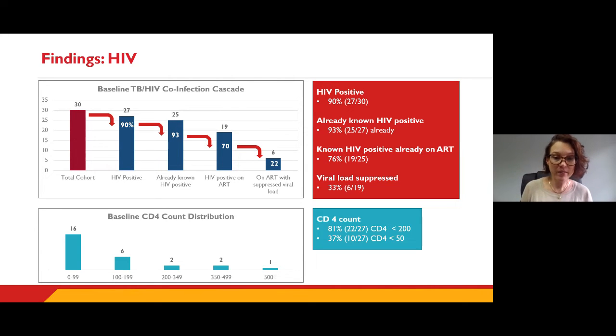In keeping with that, when we looked at the CD4 counts, we found very low CD4 counts. 81% of the CD4 counts were under 200. Most of those were under 100, and actually 37% had a CD4 count that was very low, under 50.